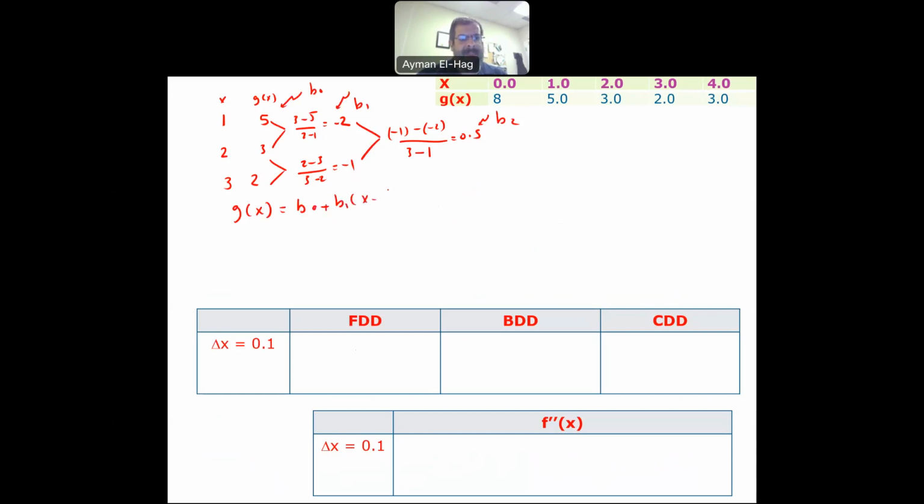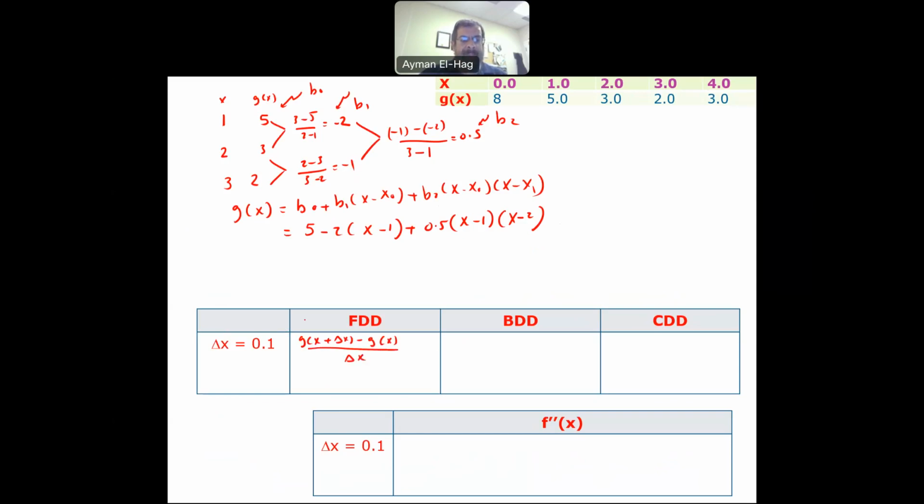So your G of X will equal B0 plus B1 times X minus X0 plus B2 times X minus X0 times X minus X1. So here B0 is nothing but equal to 5, minus 2 times X minus X0, which is 1, plus B2, which is 0.5, times X minus X0, which is 1, times X minus X1, which is basically X minus 2. So this is the function. And now, with delta X equal to 0.1, we want to find the forward divided difference. We will use exactly the same formula, that this will be G of X plus delta X minus G of X divided by delta X.